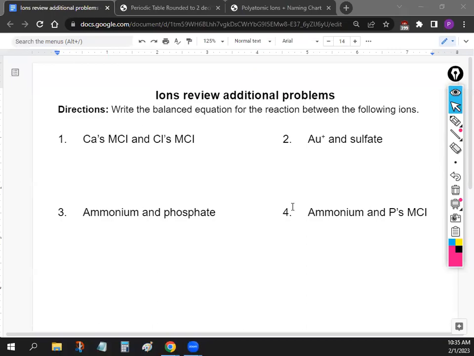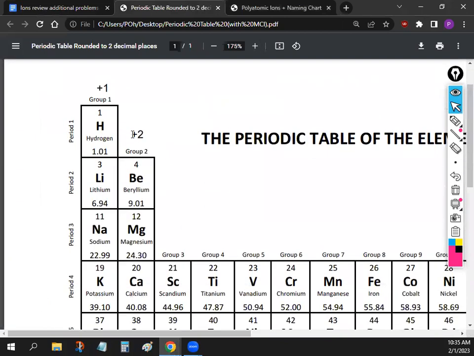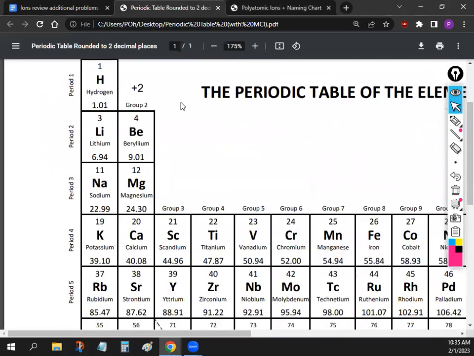Alrighty, so number one, we're gonna be looking at the equation for calcium's MCI and chlorine's MCI. MCI is the ion that an atom wants to become, and we can figure that out by looking on the periodic table. We just need to look at the number on top of that column. So we got calcium right here.